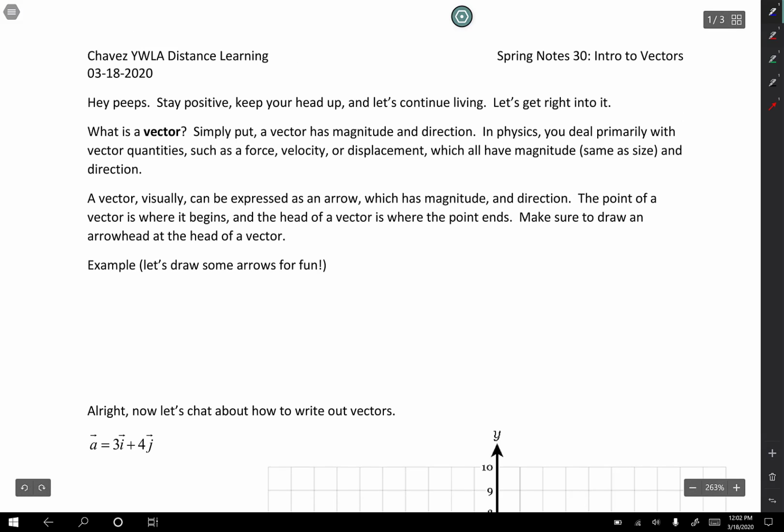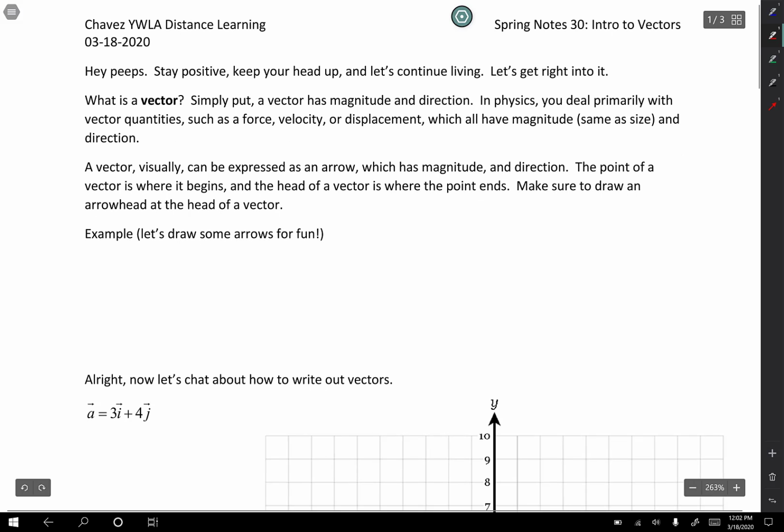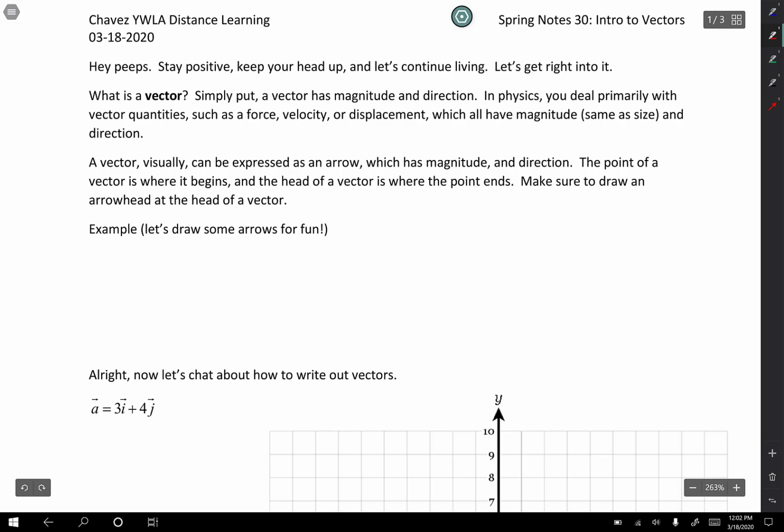I think you guys will like today's lesson because it's over vectors. A lot of you have some experience with it, so let's get started. You use vectors all the time, guys. What's a vector? A vector has magnitude and direction as opposed to a scalar, which just has magnitude. You use vectors for quantities such as force, velocity, displacement. All of those quantities have magnitude and direction.